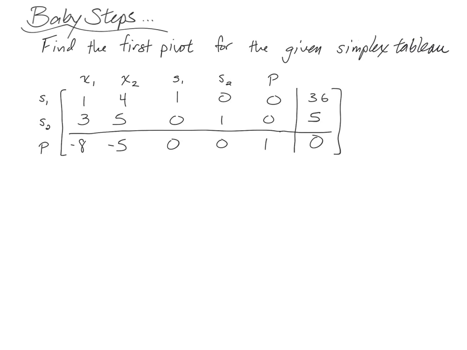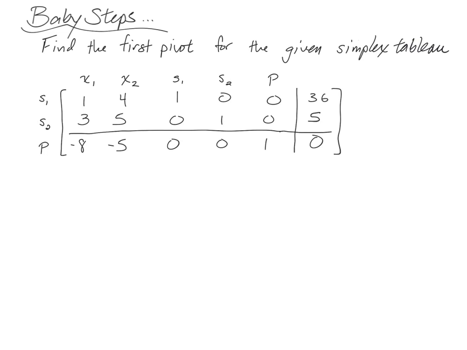For this baby steps slide, you will be asked to find the first pivot for the given simplex tableau. So this is what we start doing once you find a simplex tableau, we have to find a pivot and start simplifying this matrix in a very specific way that changes depending upon what values you're given in your simplex tableau. That being said, let's find it.